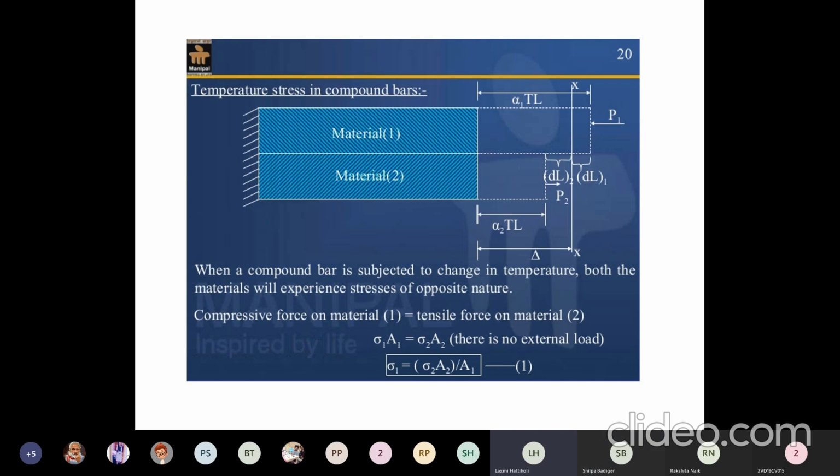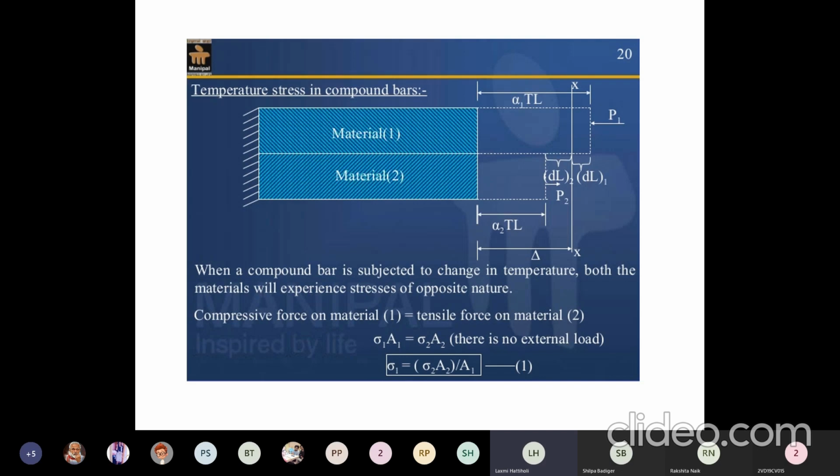Compressive force on material 1 is equal to tensile force on material 2. Instead of writing P1 is equal to P2, I'll write it in terms of stress. P1 is nothing but sigma 1 into A1, because stress is load by area and load is equal to stress into area. Sigma 1 A1 is equal to sigma 2 A2.